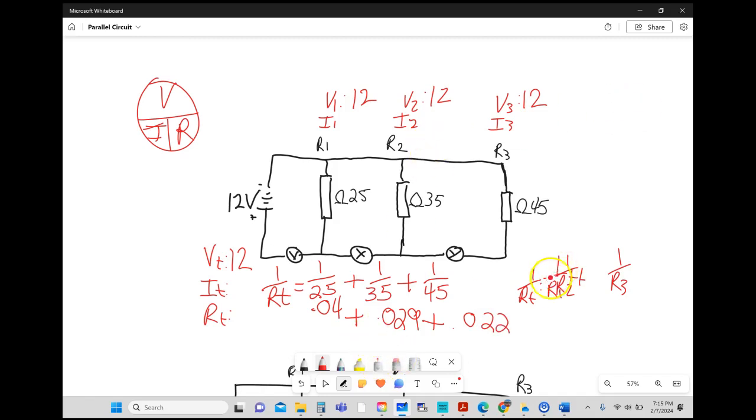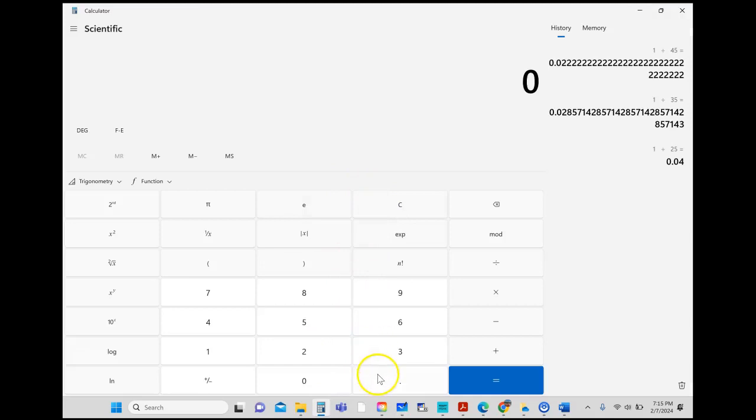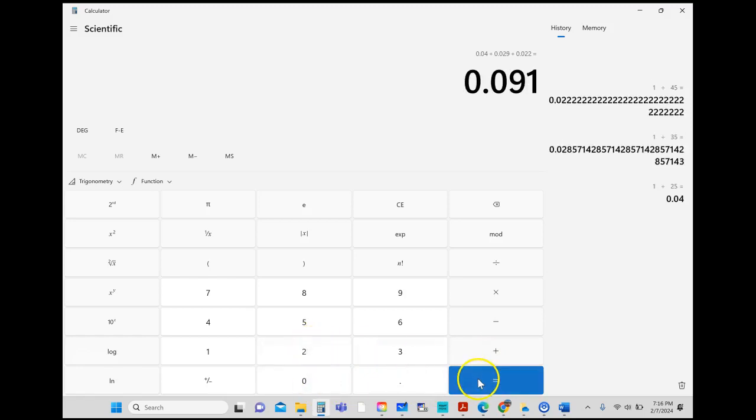Okay, well, now we got to add them all up, right? Add this plus this plus this. So let's go ahead and do that. So that's 0.04 plus 0.029 plus 0.022 equals 0.091. But then we got to take that divided by 1.